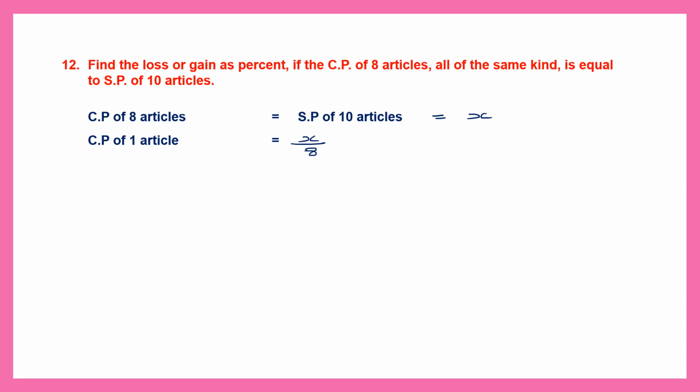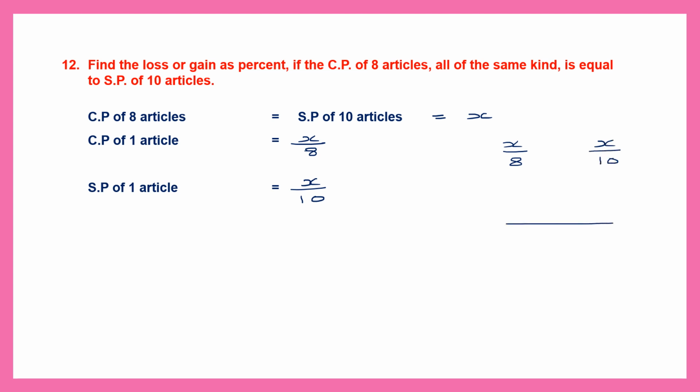Then we have to find the selling price of one article. If the selling price of 10 articles is x, that means the selling price of one article will be x by 10. So now we know the cost price and the selling price. Is there a profit or a loss? Since they are in the form of fractions, let's simplify them and find out which is greater. Is x by 8 or x by 10 greater? We did this for the previous sum, but we can do it again.